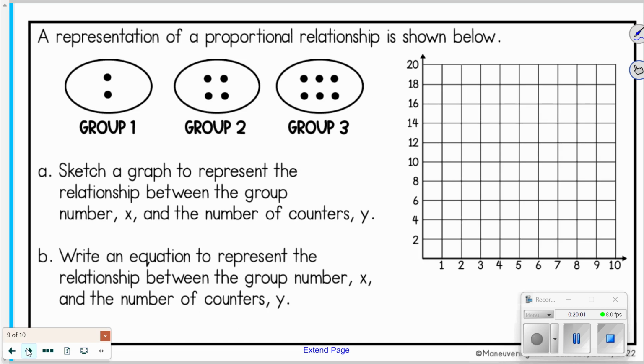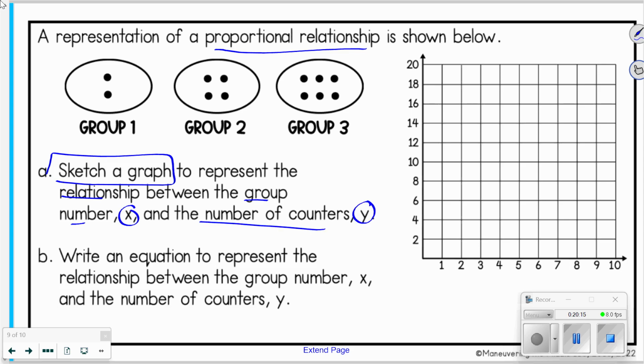Okay, then the last one, a representation of a proportional relationship is shown below. They've given you the groups. Sketch a graph to represent the relationship between the group number, x, and the number of counters, y. So I again would put the actual relationships down here. They call this the group number.